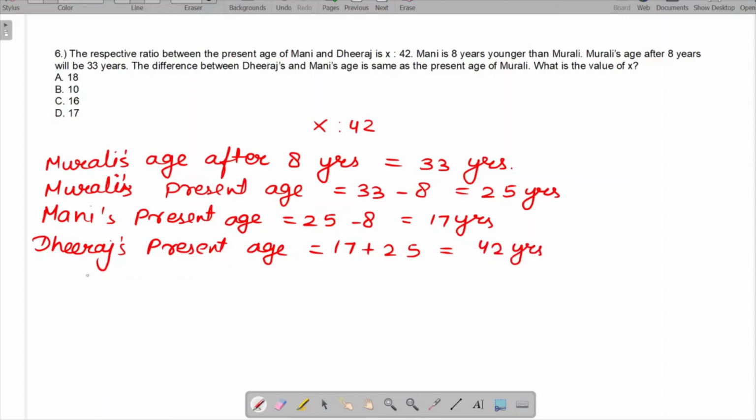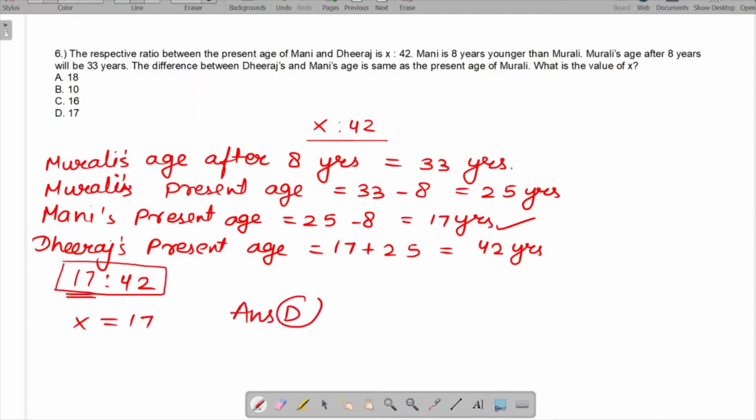So what we have to find is the ratio between Mani and Dheeraj's age, which is x is to 42. So we have got the value of Dheeraj's age. Now we have to find x, which is the ratio between Mani and Dheeraj, which will be 17 is to 42, because x in the given question is the age of Mani, and we have Mani's age as 17. So our ratio will be 17 is to 42, and in this the value of x will be 17. So our answer will be option D.